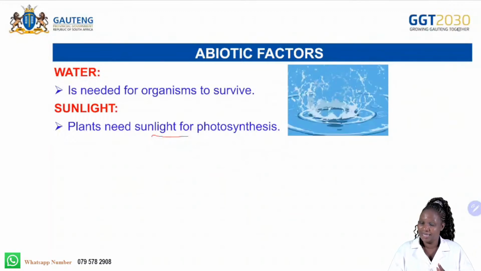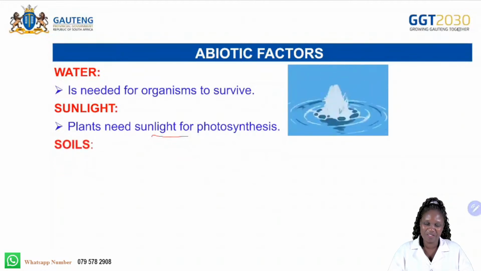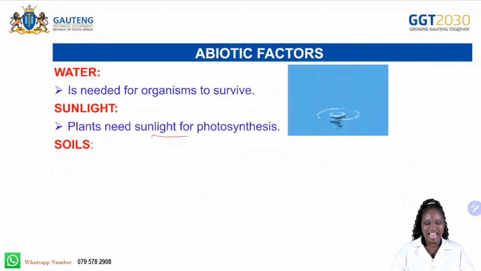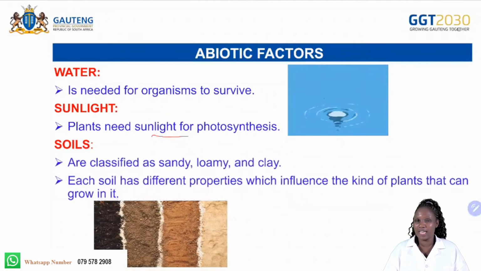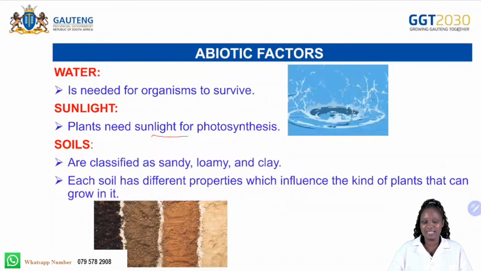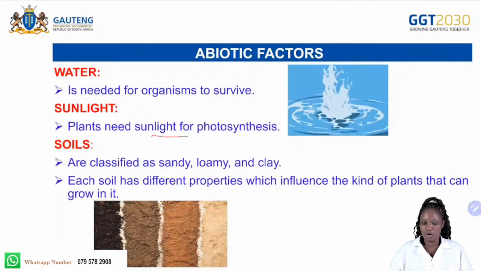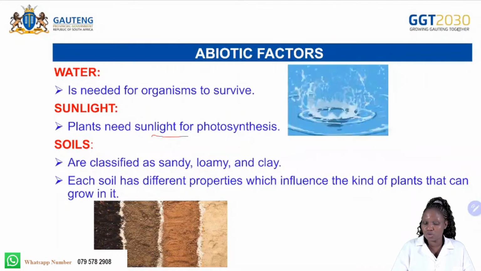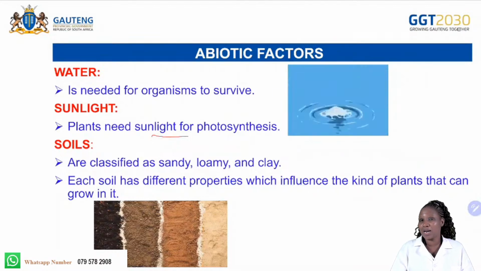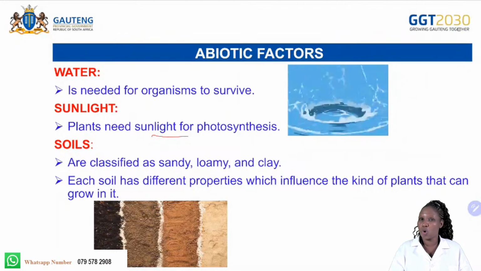Therefore, the sun is the ultimate source of energy. It is very important. And then let's go back to soil. We've got different types of soil, and they are classified as sand soil, loam soil, and clay. And each soil has different properties which influence the kind of plants that can grow in it.